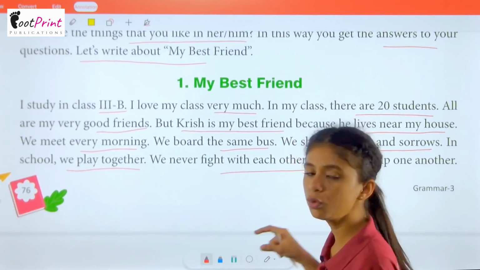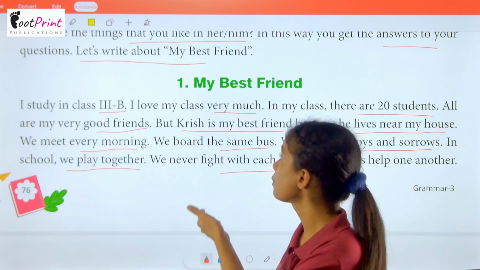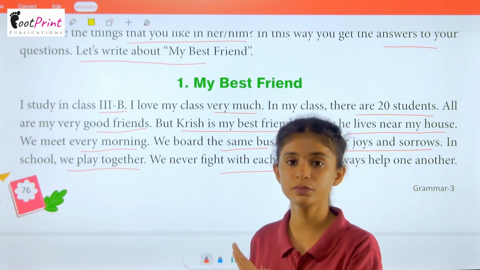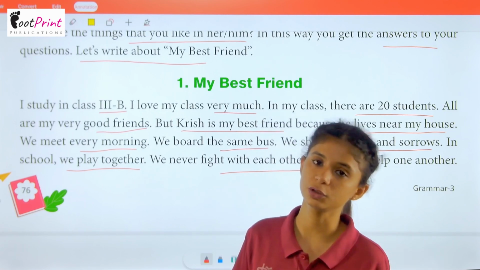So, this is how you write a paragraph. In this one, we have seen the paragraph about my best friend. We started with our class where we study, and I have many friends in the class, but Krish is my best friend.